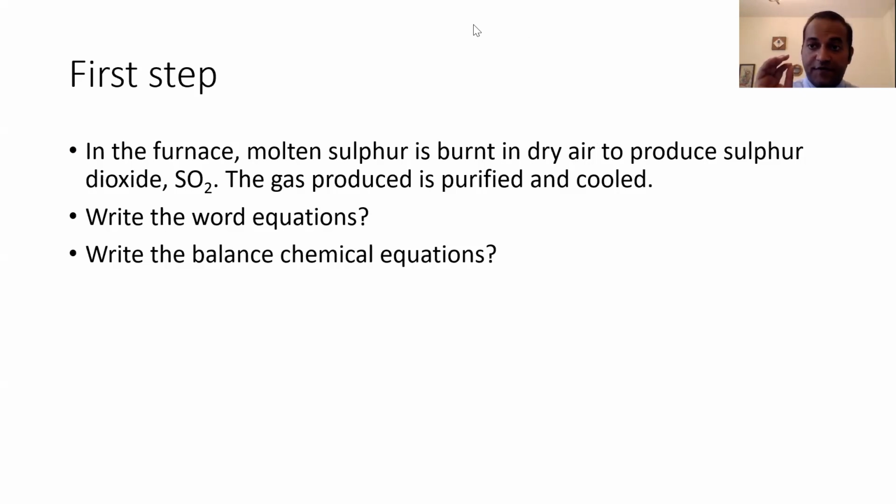Okay, so we want to learn how to write the word equation. Then we want to learn how to write the balanced chemical equation. So I'd like all of you to get a piece of paper. We're going to learn how to do this. Now I want you to write the word equation first, giving you a clue: sulfur reacts with oxygen to form sulfur dioxide. So let us write together.